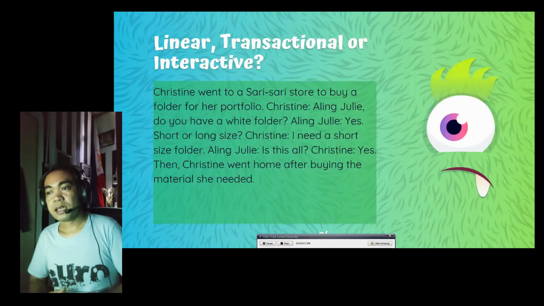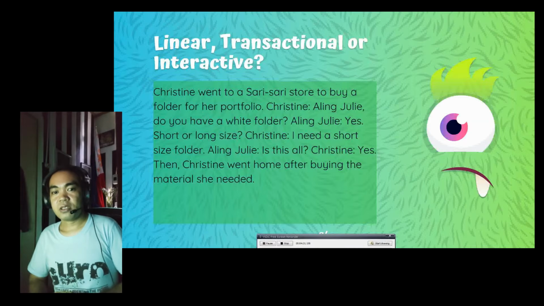Christine went to a sari-sari store to buy a folder for her portfolio. Christine said, "Aling Julie, do you have a white folder?" Aling Julie replied, "Yes, short or long size?" Christine: "I need a short size folder." Aling Julie: "Is this all?" Christine: "Yes." Then Christine went home after buying the material she needed.